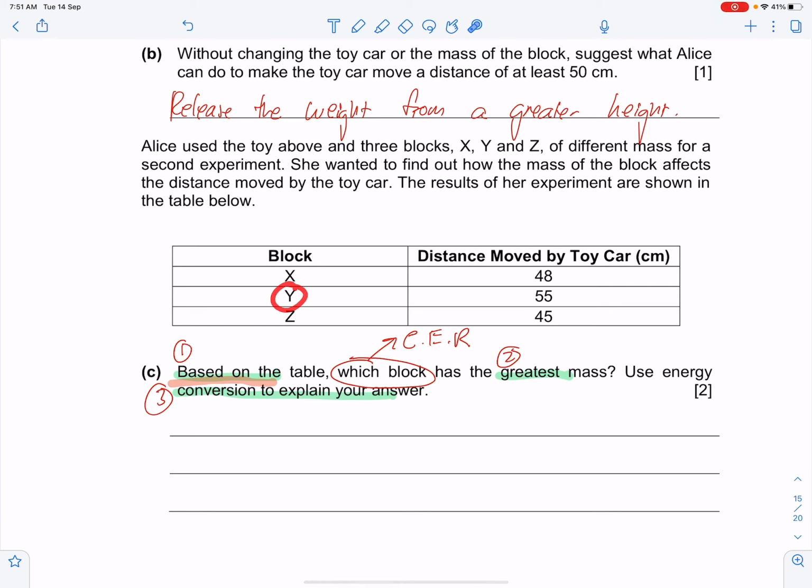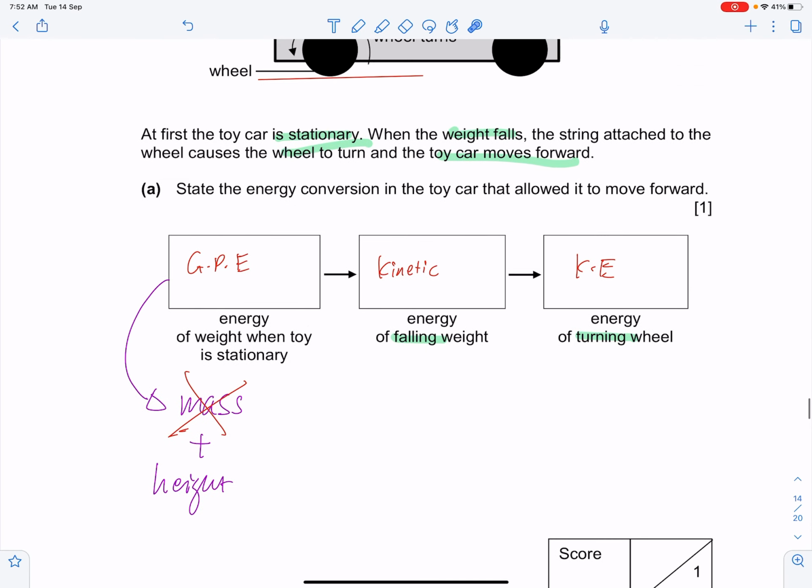The answer is going to be Y. So I quote CER. C, answer Y. Evidence: I would say that the distance traveled using block Y is the greatest. This suggests that Y has the greatest mass, so that it has the greatest amount of gravitational potential energy to be converted to the greatest amount of kinetic energy of the falling weight, and then to be converted to the greatest kinetic energy of the turning wheel. I would have then gotten full marks, just like that.